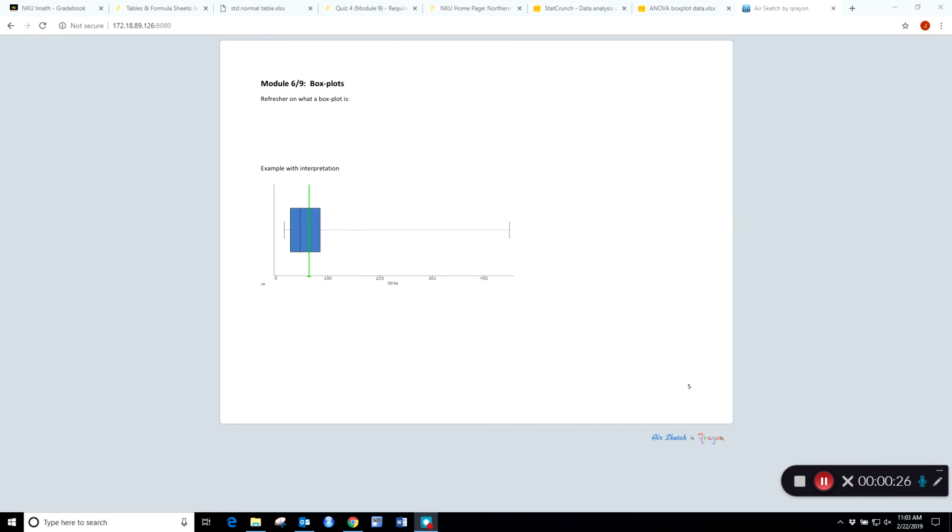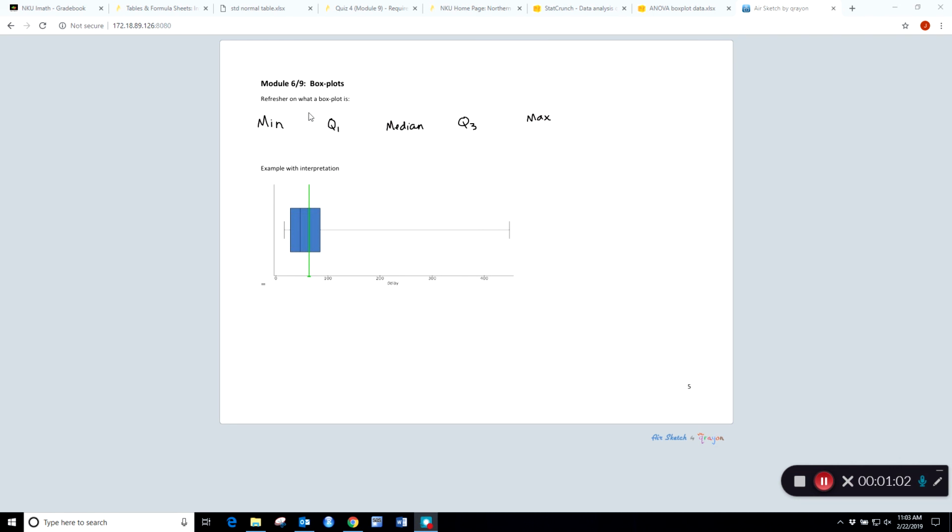We have 5 different numbers that we need to know what a boxplot is. We need the minimum value, we need the first quartile, we need the median, we need the third quartile, and then we need the maximum. So those are the 5 different numbers that comprise my box plot. And what these 5 numbers do is take my data and break it up into quarters.